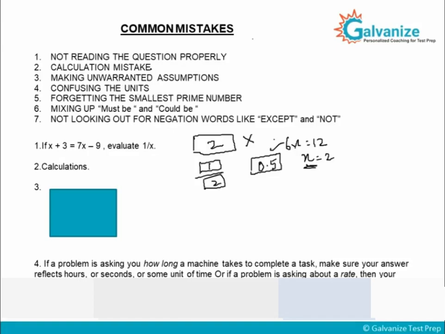Then, calculation mistakes. As I told you, anybody can make a calculation mistake. So, what are all the ways that you make this calculation mistake? I know when you're adept and skilled at Quant, there are many students that I have found whose handwriting is really bad.